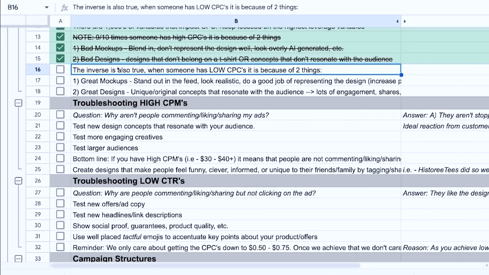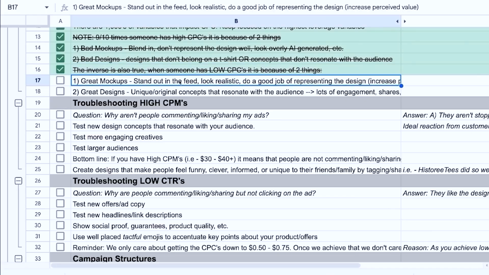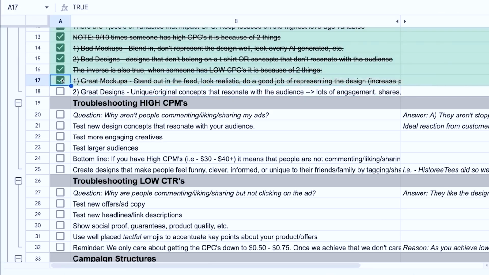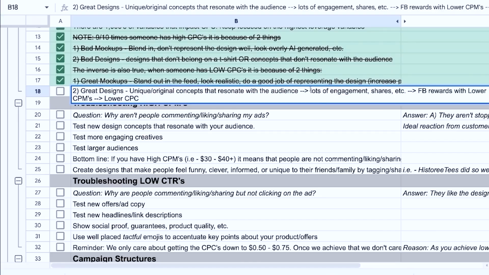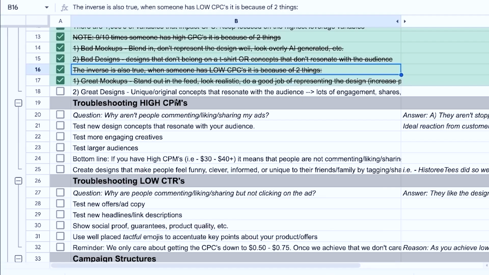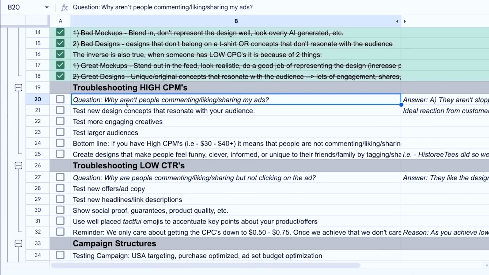When somebody has low cost per clicks, it's normally because of one of two things. One, they have a great mockup that stands out in the feed, looks super realistic, and does a good job of representing the design, increasing the perceived value. Then great designs is the second one, which are unique, original concepts that resonate with their audience, which leads to lots of engagement, shares, etc., which then leads Facebook to reward them with lower CPMs, which then leads to lower cost per clicks. This is an important thing to understand, which I'll explain now with troubleshooting high CPMs.